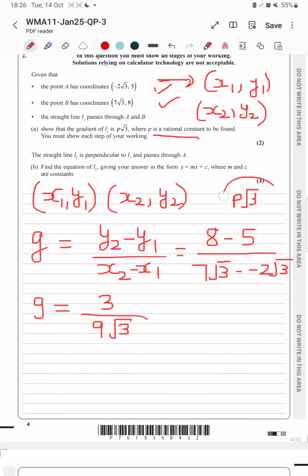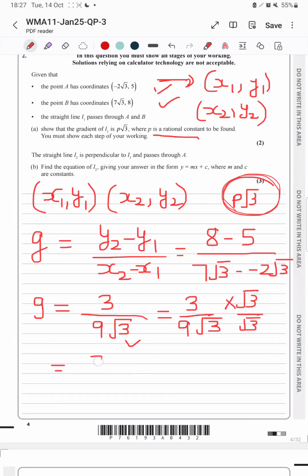Now the question is, we have to give our gradient in this form, but my answer is 3 over 9 root 3. This root 3 is in the denominator. So what I am going to do, I will rationalize it. So root 3 is in the denominator, I will times by root 3, and I will times the denominator also root 3. So what I got, 3 root 3 divided by 9 times root 3 times root 3, that is just a 3, and this 3 and this 3 will be cancelled out. So finally I got root 3 here and 1 by 9.